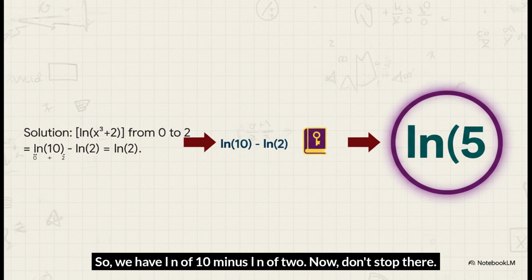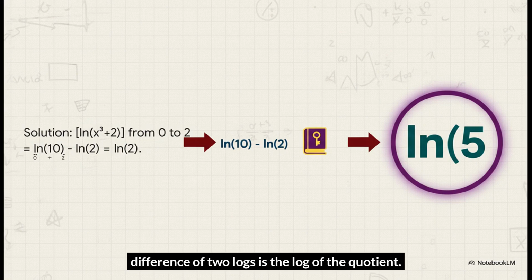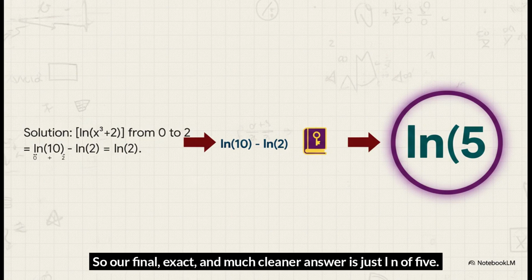Now, don't stop there. Dust off those log rules from your memory banks. The difference of two logs is the log of the quotient. So our final, exact, and much cleaner answer is just ln of 5.